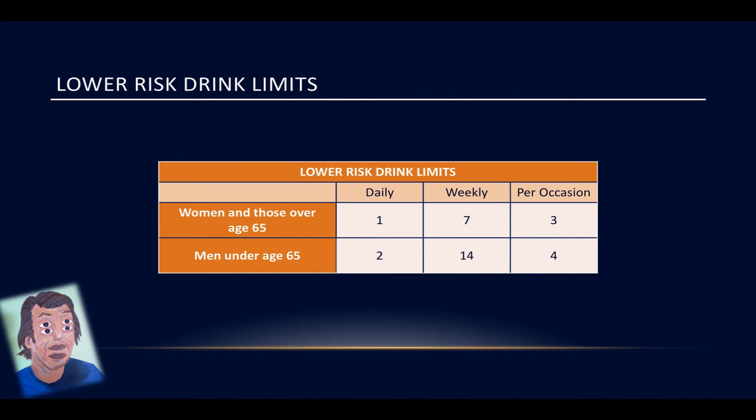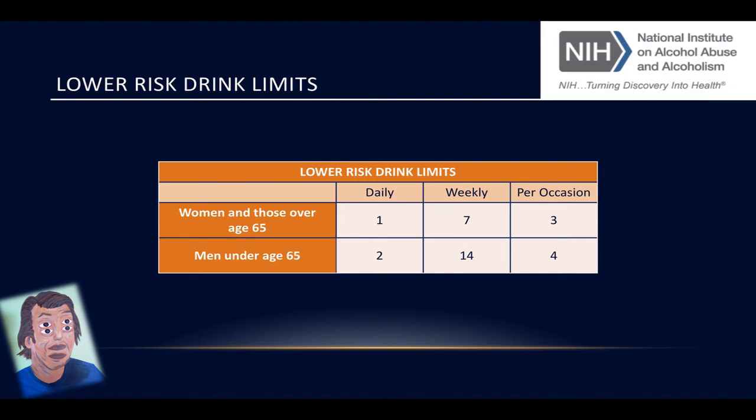Because alcohol use can affect your health as well as create a number of other problems, the National Institute on Alcohol Abuse and Alcoholism recommends guidelines for lower risk drinking. Healthy men under the age of 65 should have no more than 2 drinks a day, 14 per week, and no more than 4 on any one occasion. For women and men over the age of 65, the limits are 1 a day, 7 in a week, and no more than 3 on any one occasion.